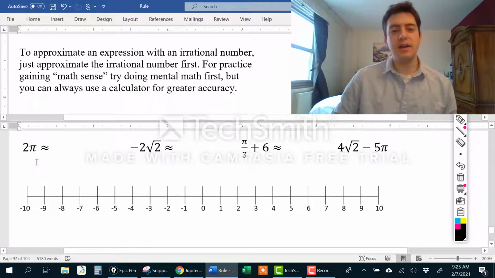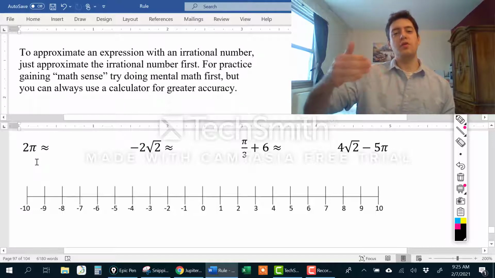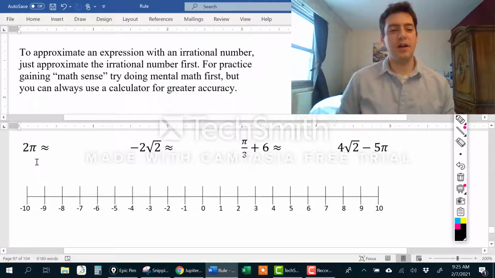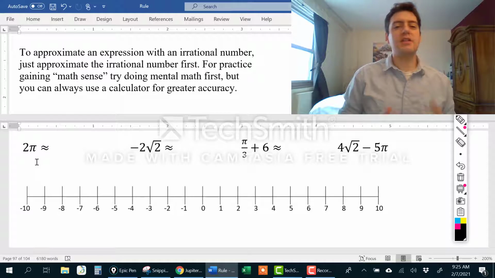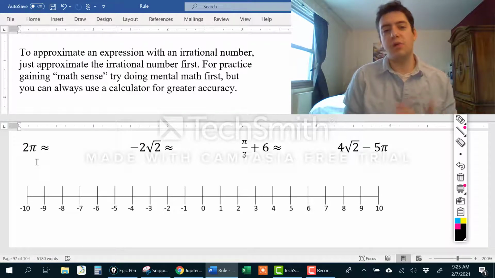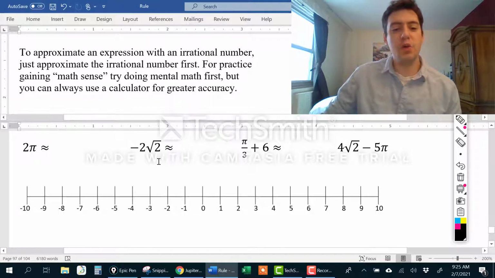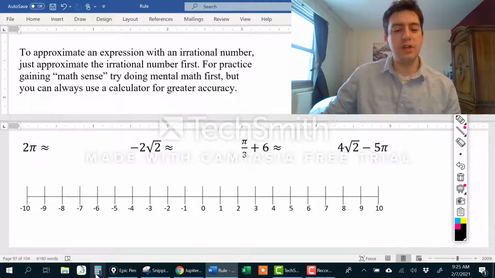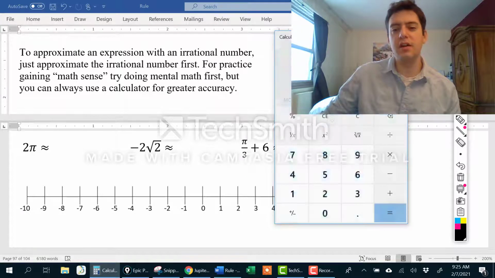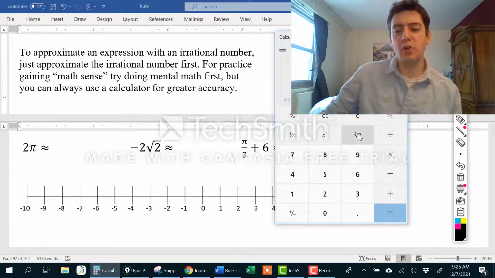So pi is 3.141592 and so on. If we were to just use an approximation, we could say 3.14, or even just 3 would be an approximation for pi. And for the square root of 2, the square root of 2 is equal to 1.41 something something. You could do it over here. Here's the square root of 2.